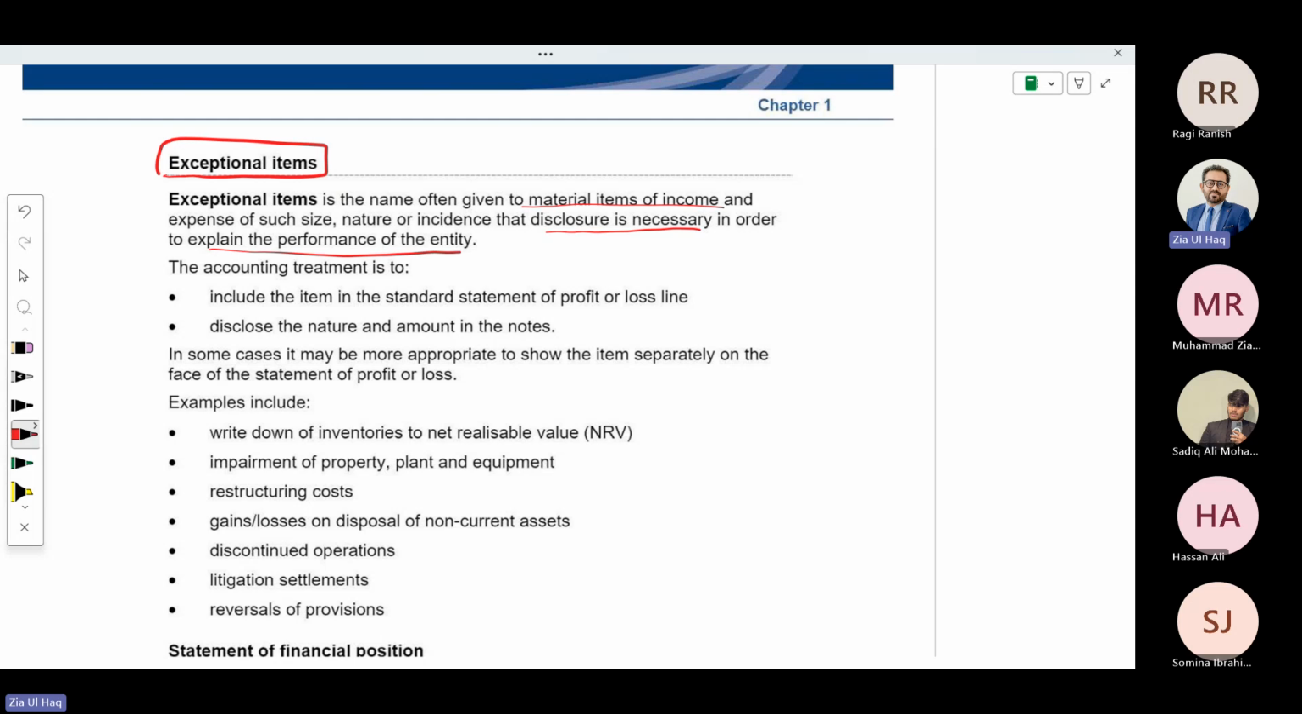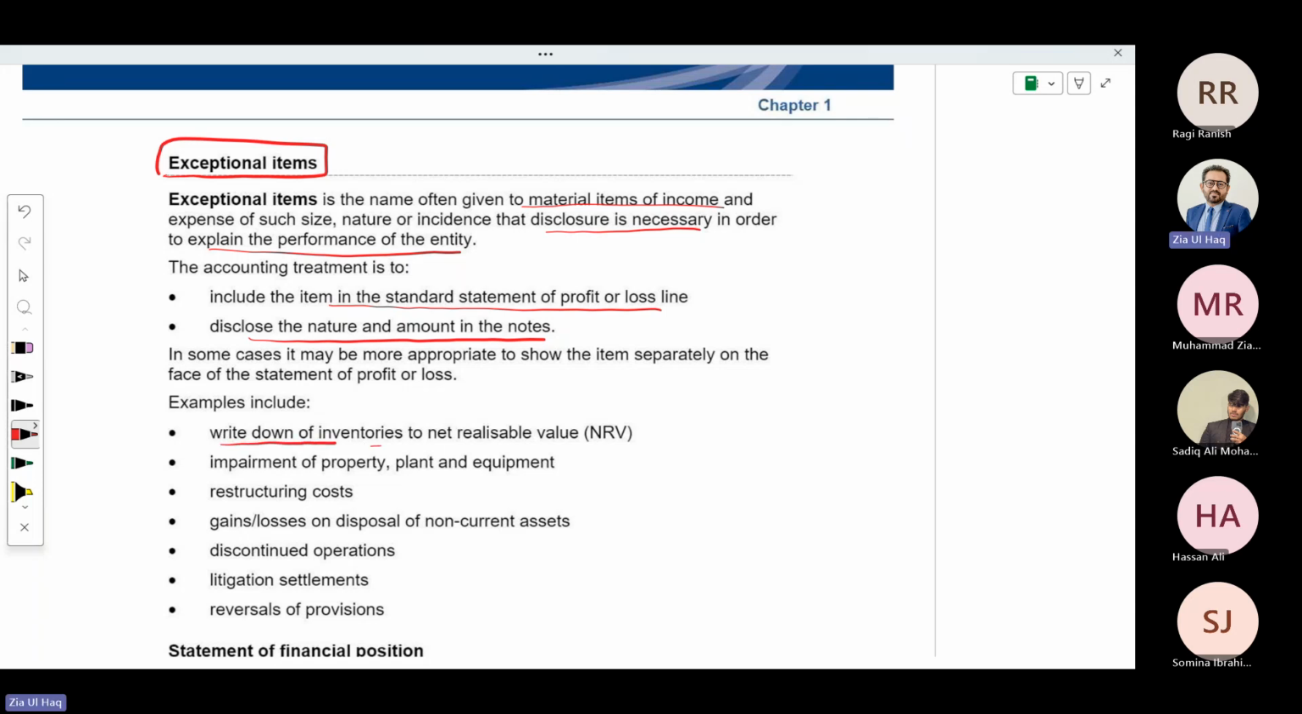There are some items of profit and loss account. Those are considered material, mean important. So you need to provide disclosure about them in the financial statement, where in notes to the accounts. So the accounting treatment is to include the item in the standard statement of profit and loss account and disclose the nature and amounts in the notes. What could be those items?